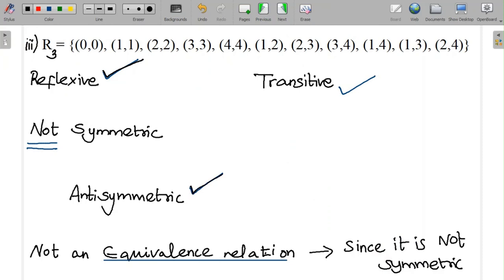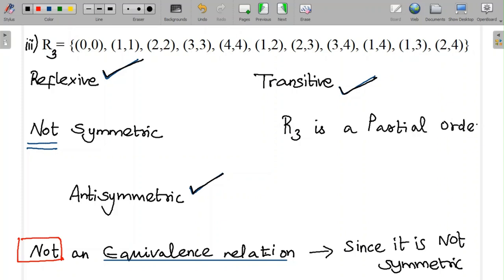is antisymmetric, and is also transitive. So the first conclusion we make is that this is not an equivalence relation because an equivalence relation will demand that it is also symmetric. It is not an equivalence relation. However, we see that R3 is a partial order.